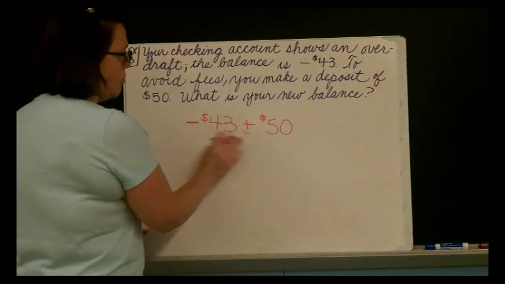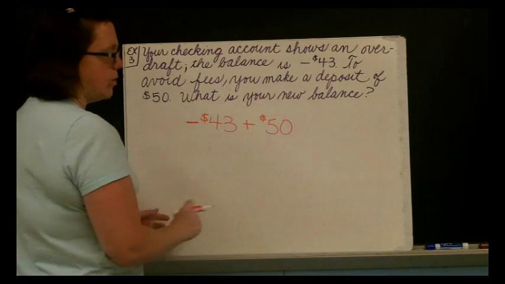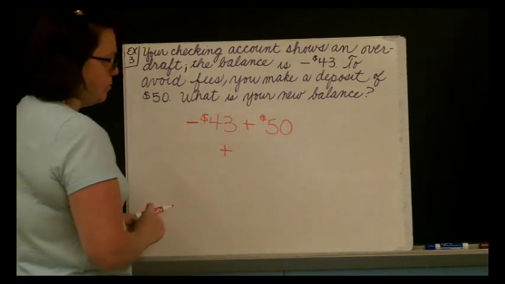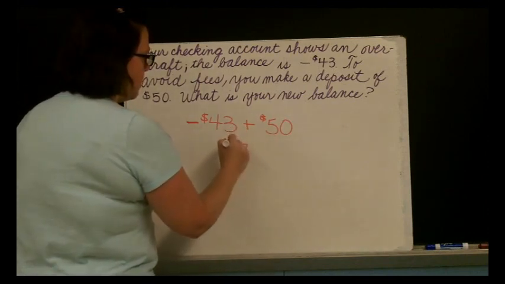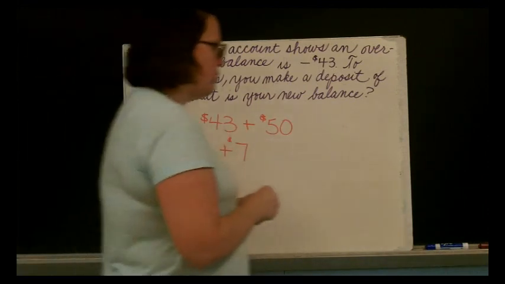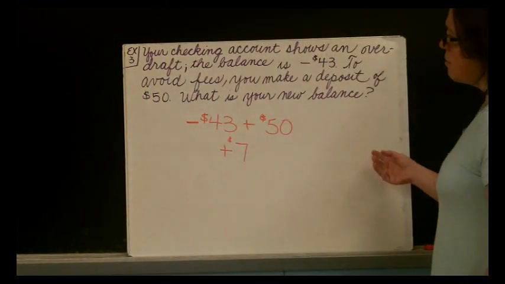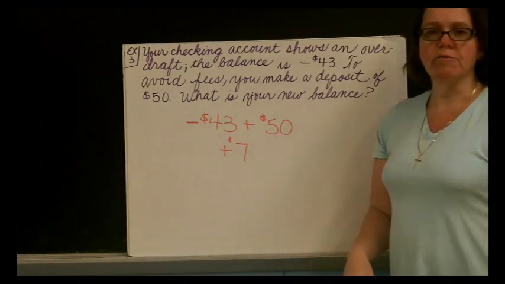We have a negative number and a positive number. So we have to look to see which number is bigger, and it's the 50. 50 is a positive number. And now we subtract 43 from 50, which is $7. So if you have a balance that is -$43 and you make a deposit of $50, you have a positive balance now of $7.